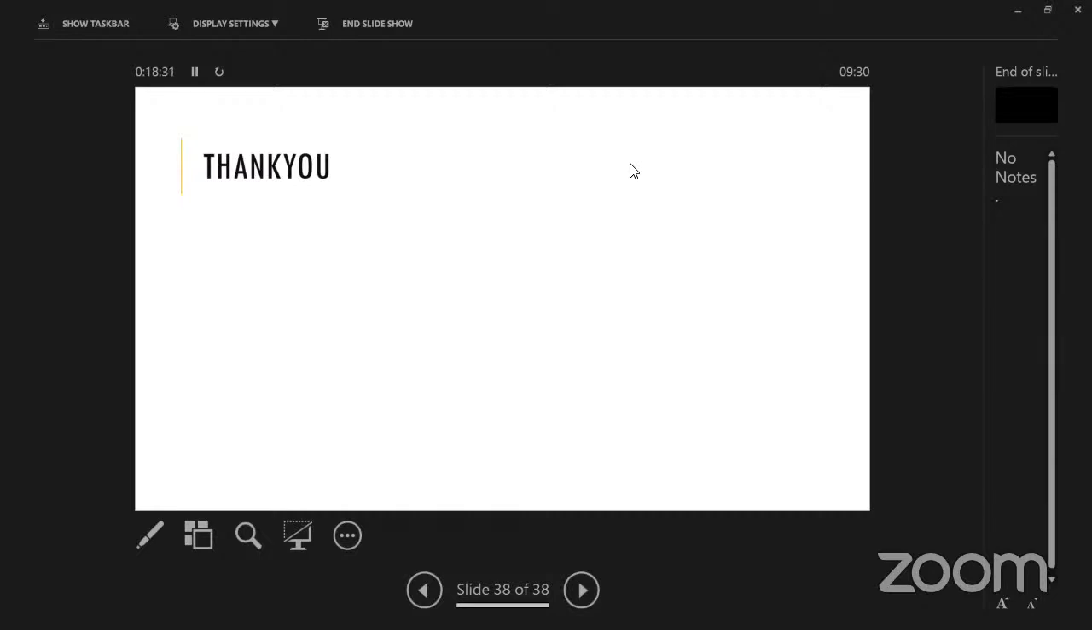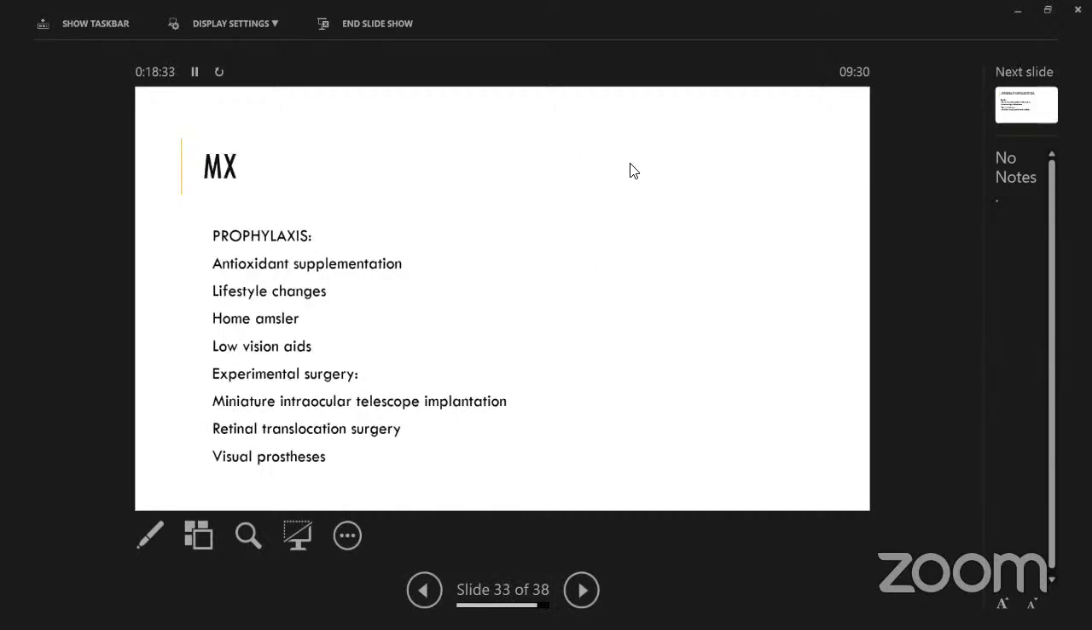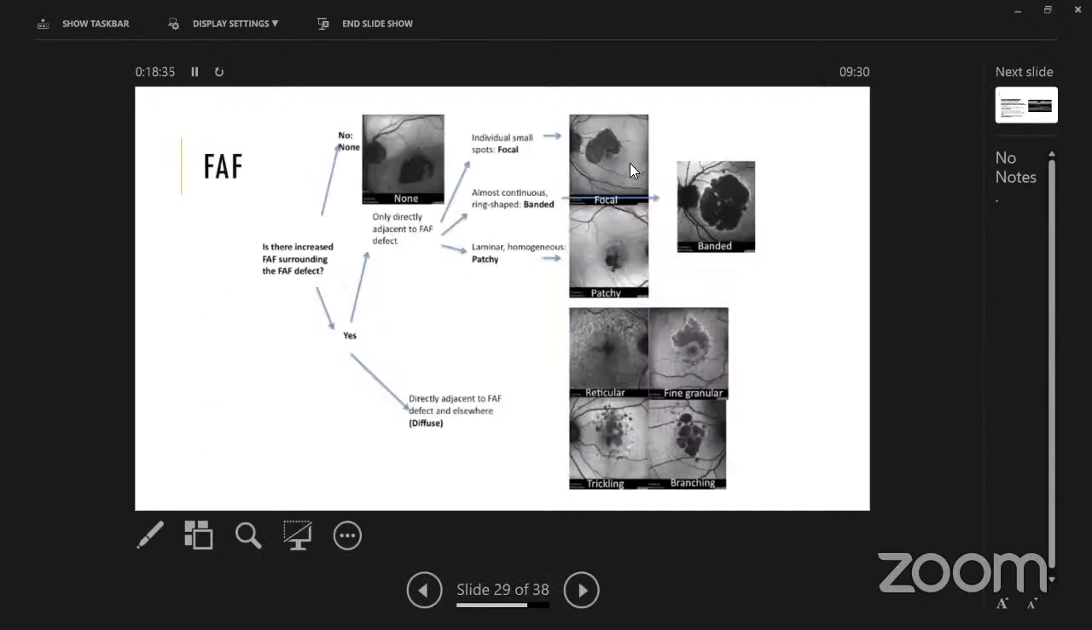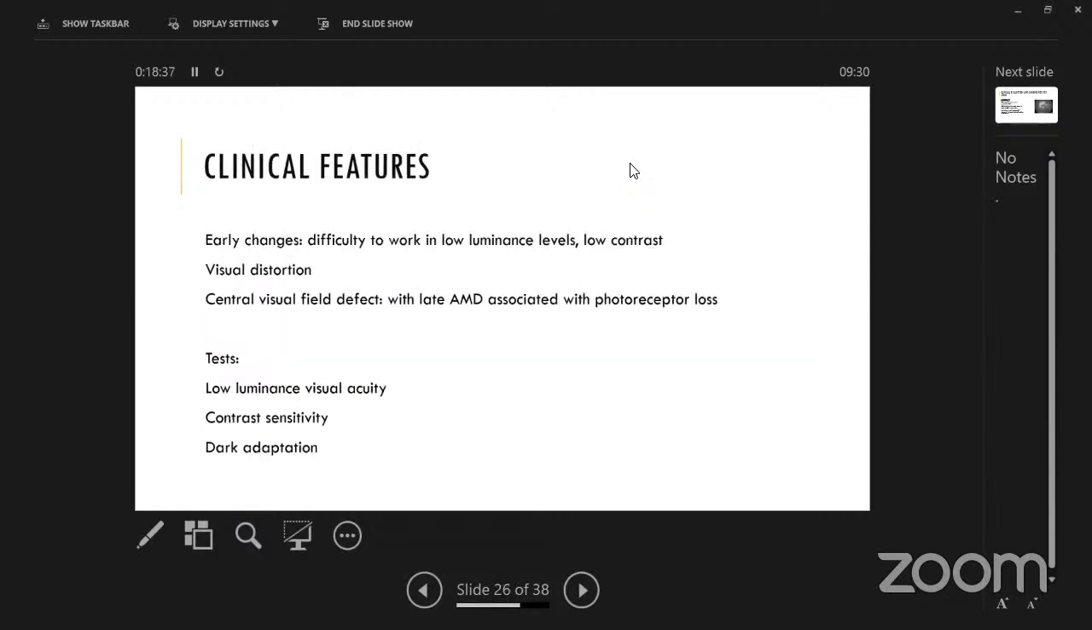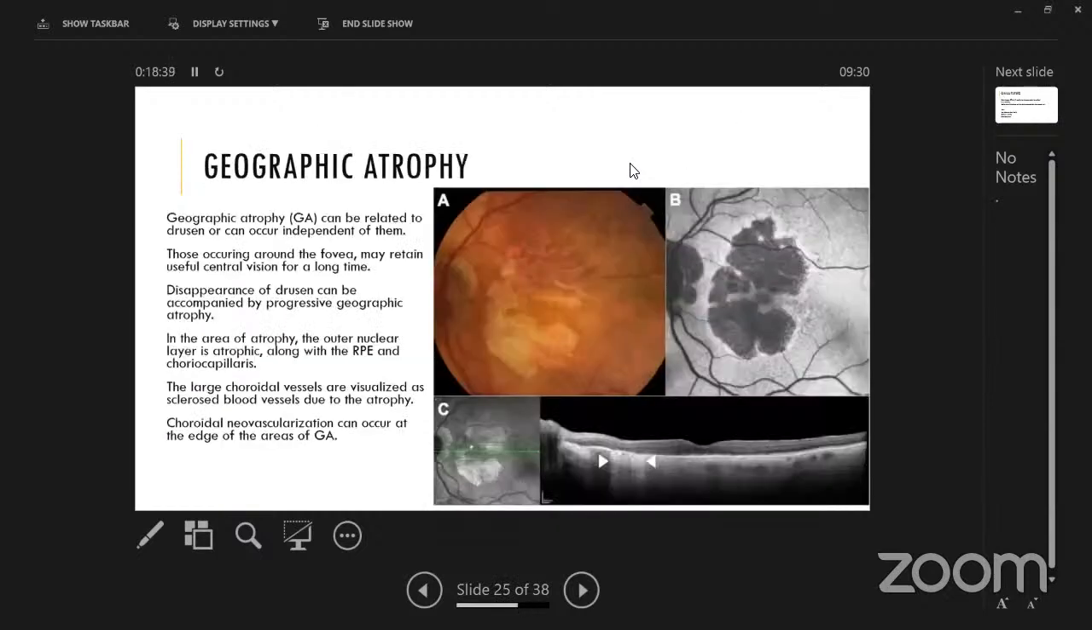Okay, good. Can you go back to the slides of OCT? Yes, sir. Yeah, start from the geographic atrophy, previous ones. Yeah, so in geographic atrophy, can you point out what things you are looking at in the OCT? One second, sir.